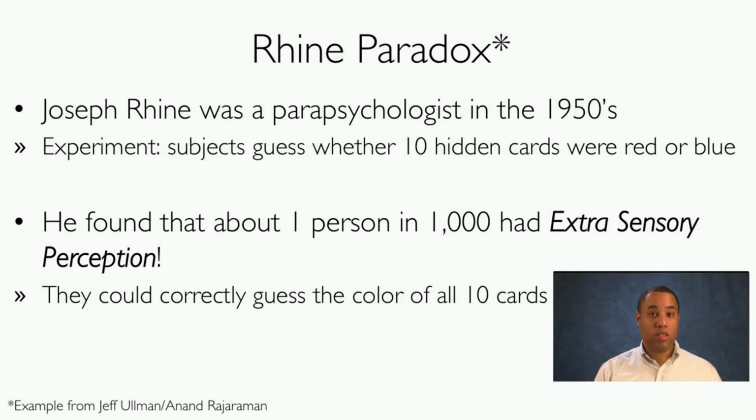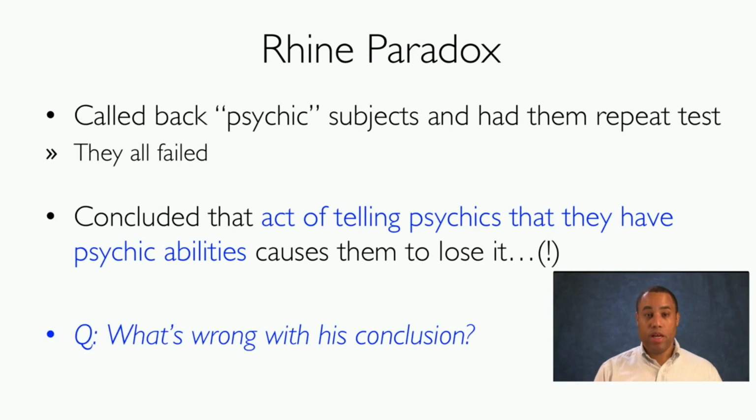Joseph Rhine was a parapsychologist in the 1950s. He performed the following experiment. He had subjects guess whether 10 hidden cards were red or blue. He found that about 1 person in 1,000 had extrasensory perception. They could correctly guess the color of all 10 cards. Now, he called back these psychic subjects and had them repeat the test. They all failed. He concluded that the act of telling psychics that they have psychic abilities causes them to lose it. So what was wrong with his conclusion?